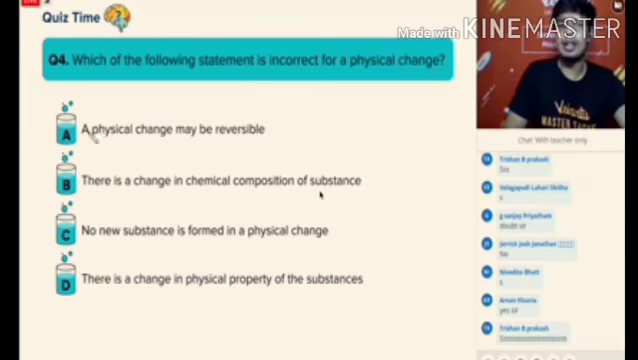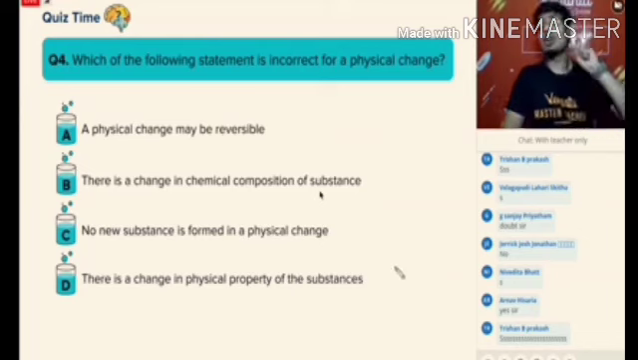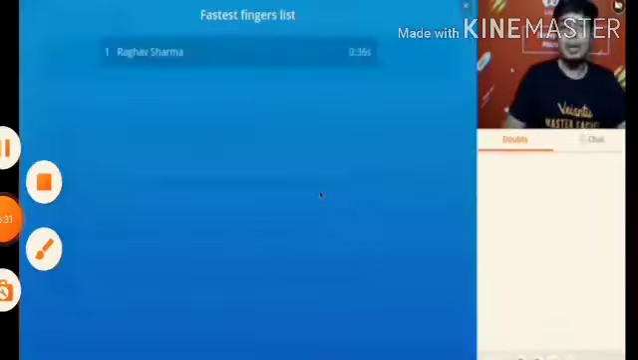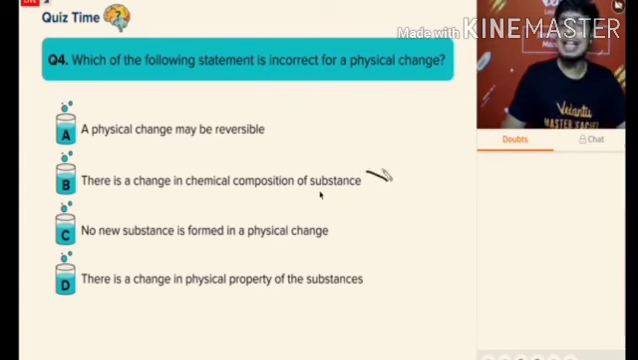A physical change may be reversible. There is a change in the chemical composition of a substance. No new substance is formed. There is a change in the physical property. In these 4, which one is the wrong one about physical change? The quiz starts in 3, 2, 1, now. The answer is very easy. That is option B. There is a change in the chemical composition of the substance. No. It is the same substance that is undergoing change. Only the physical property is changing, not the chemical composition.